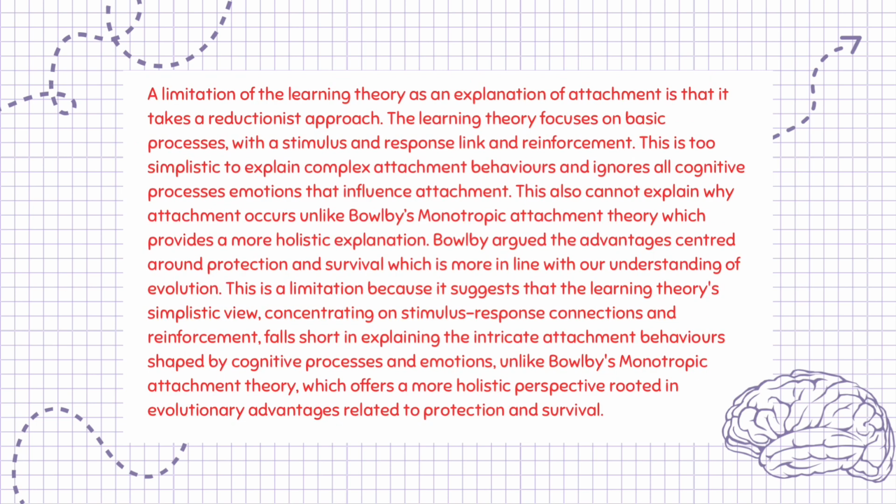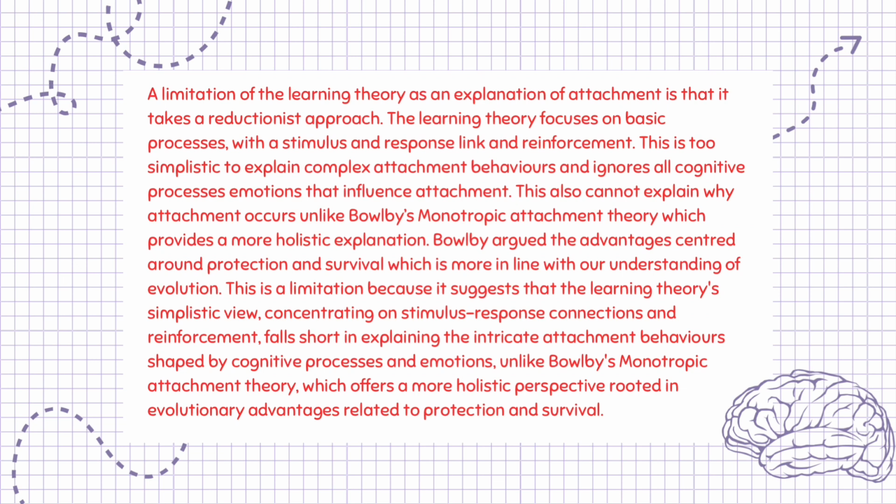A limitation of the learning theory as an explanation of attachment is that it takes a reductionist approach. The learning theory focuses on basic processes, with a stimulus and response link and reinforcement. This is too simplistic to explain complex attachment behaviors and ignores the cognitive processes and emotions that influence attachment. This also cannot explain why attachment occurs, unlike Bowlby's monotropic attachment theory, which provides a more holistic explanation. Bowlby argued the advantages centered around protection and survival, which is more in line with our understanding of evolution.